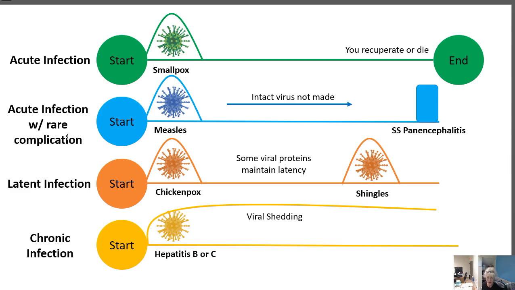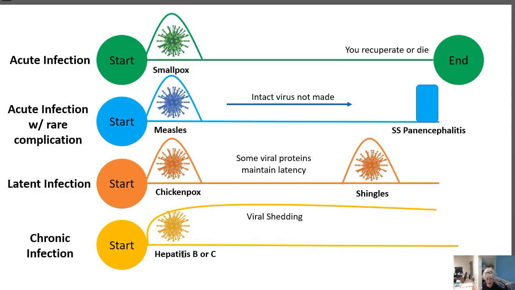Sometimes we get rare complications. Intact virus is not made. We can still get post-measles panencephalitis of the brain. Latent infection, chickenpox. We've got vaccines for that. Many times kids got the chickenpox. They'd get better. And then it would go into latency in the dorsal root ganglia. And later on in life, it would come back as shingles.